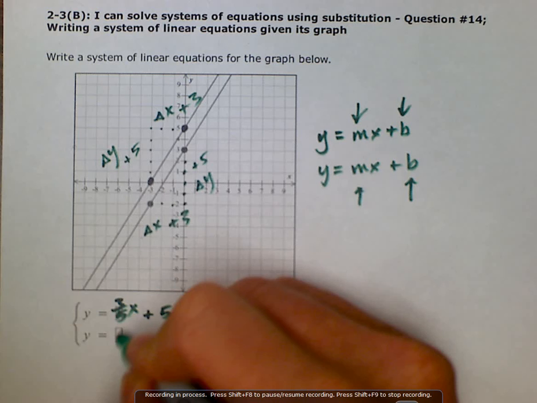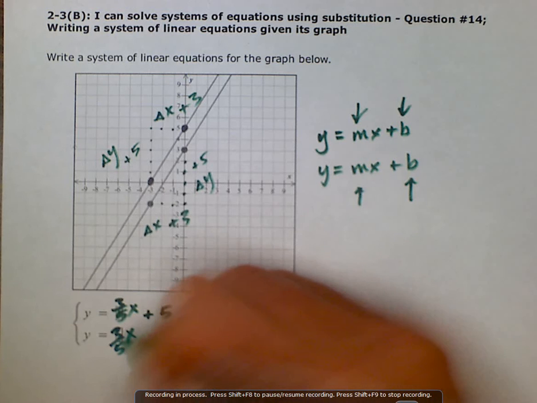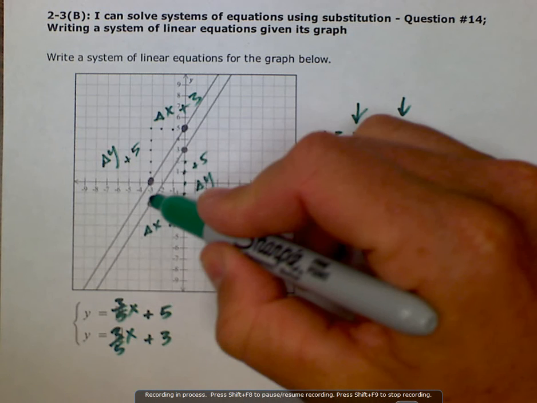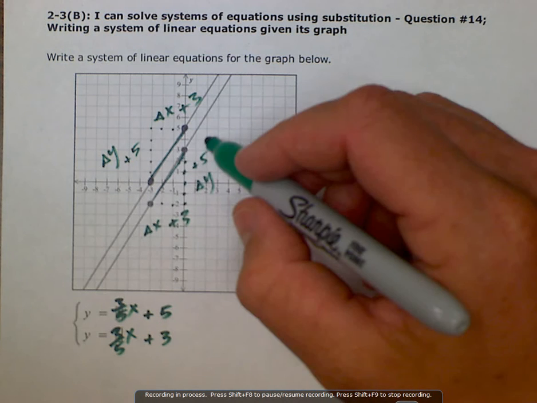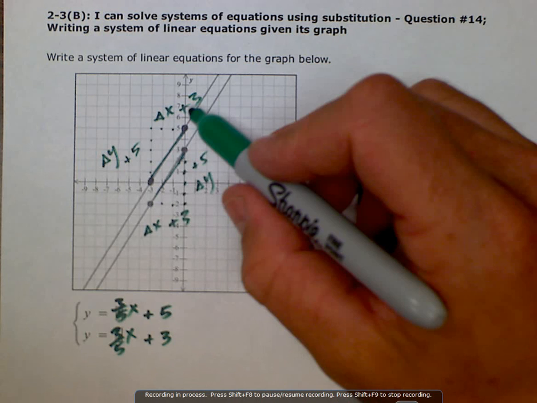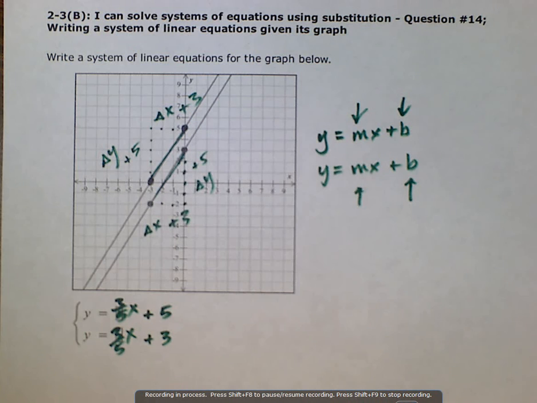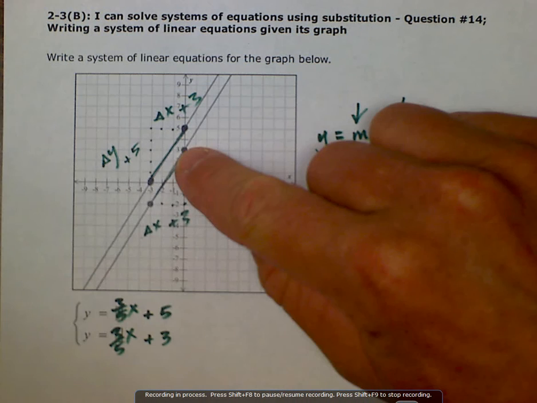So notice that the slopes are the same and that we have parallel lines. Parallel lines are going to have the same slope. They're changing at the same rate, and they will never touch. They change at the same rate but have different y-intercepts.